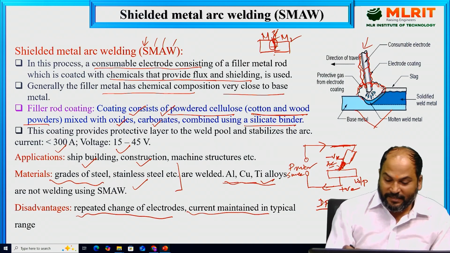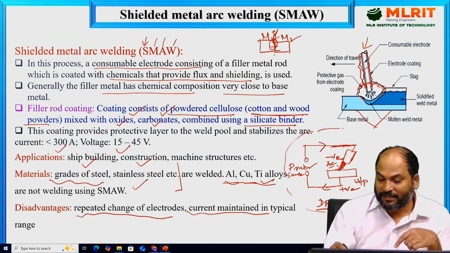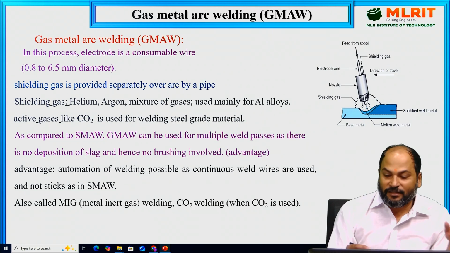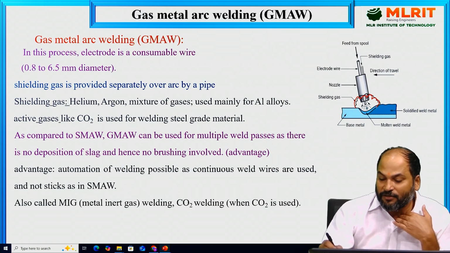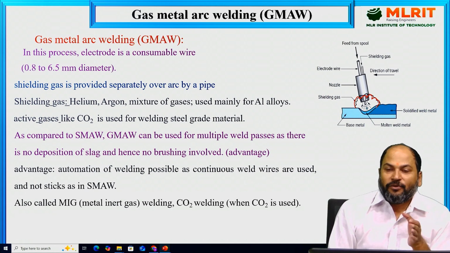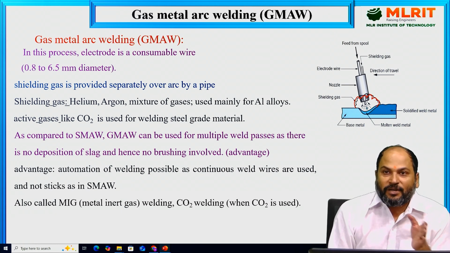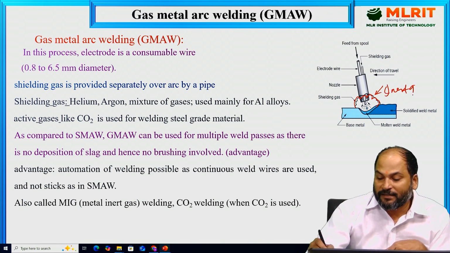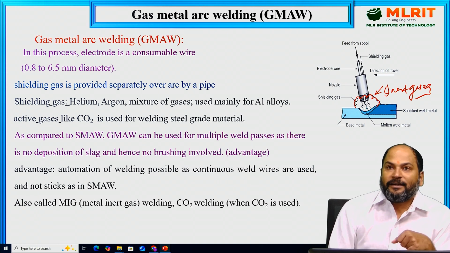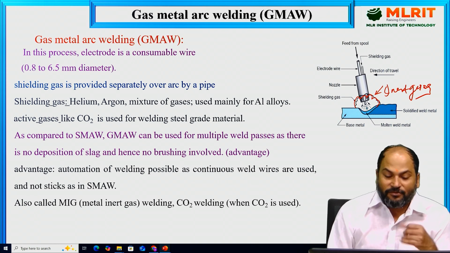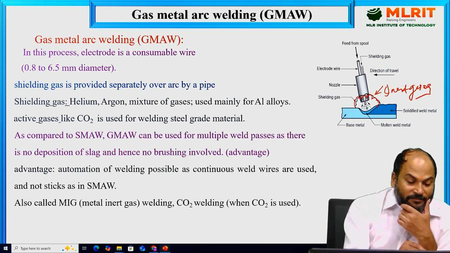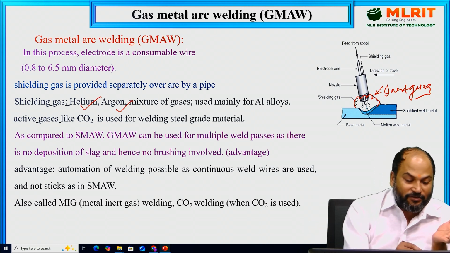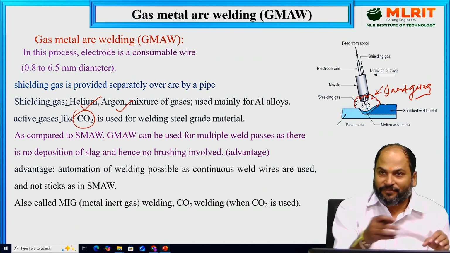As I said, the diagram for how the arc is generated is the same for this one also. But what is the difference? For the shielding of the area where we are doing the welding, a coated electrode will not be used, which means flux will not be used. What will be used instead? Inert gases will be used to cover this area. It may be helium, it may be argon, or it may be a mixture of gases. Actually, CO2 is generally used to shield the area.